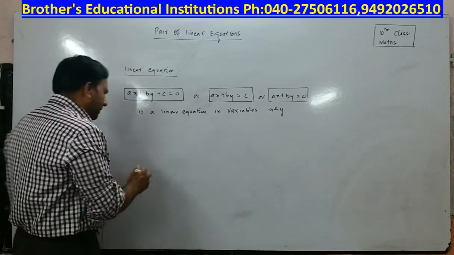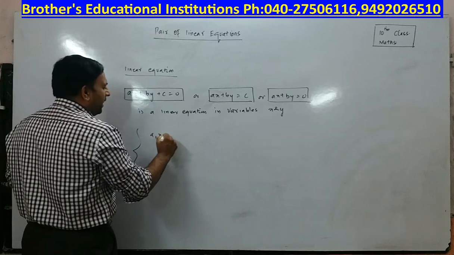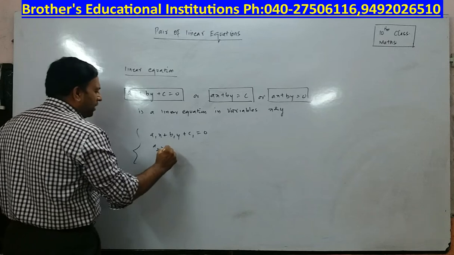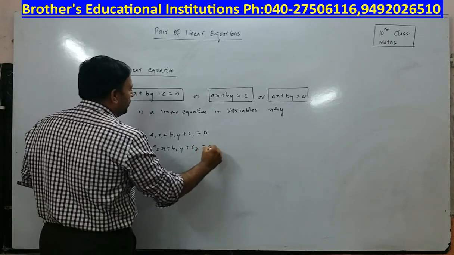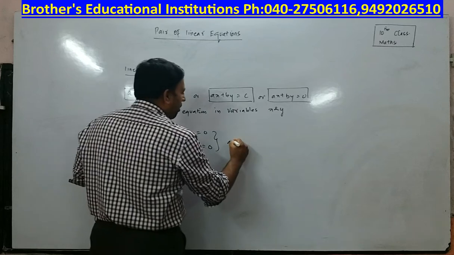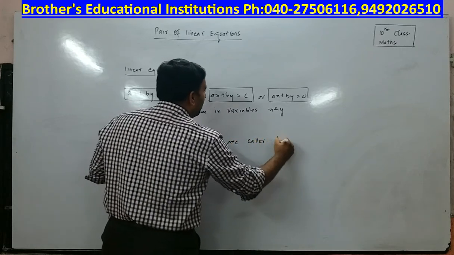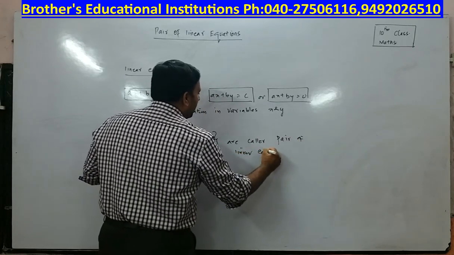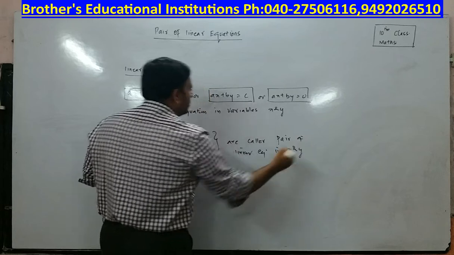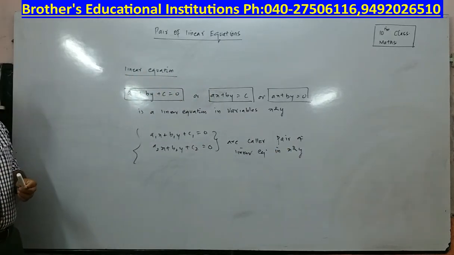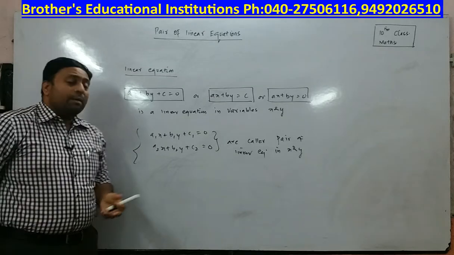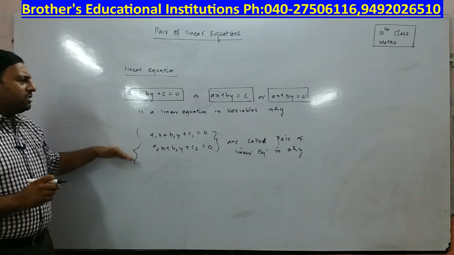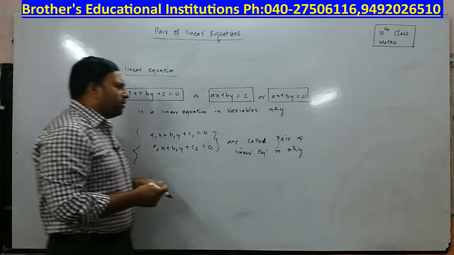Now if I write a1x plus b1y plus c1 is equal to 0, or a2x plus b2y plus c2 is equal to 0, these are called a pair. These are called a pair of linear equations in x and y. So before we start the chapter, you must know what a pair of linear equations is. Now since this concept is clear to you, we'll also try to explore.